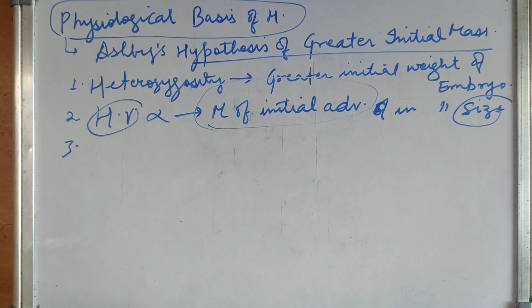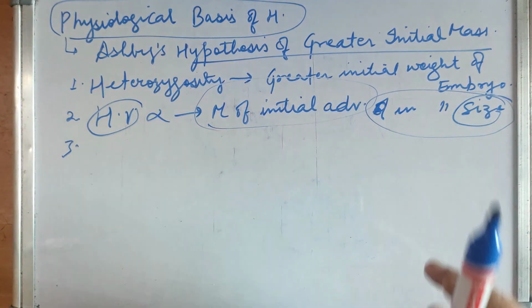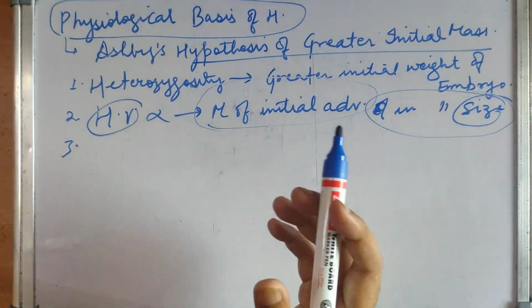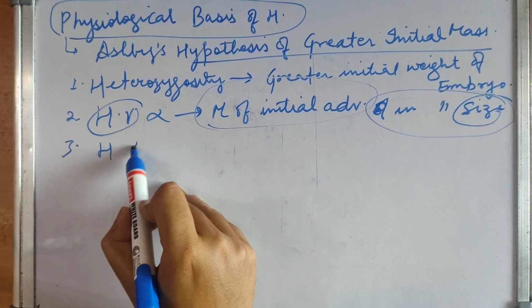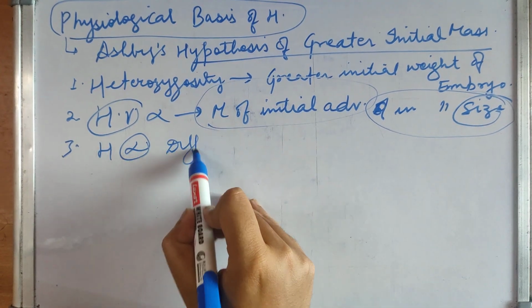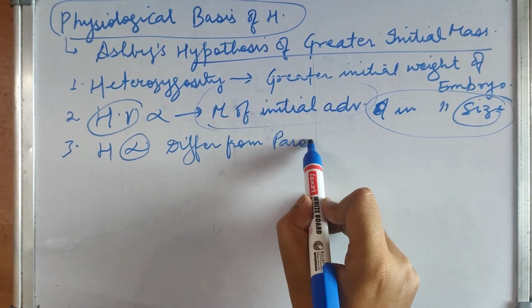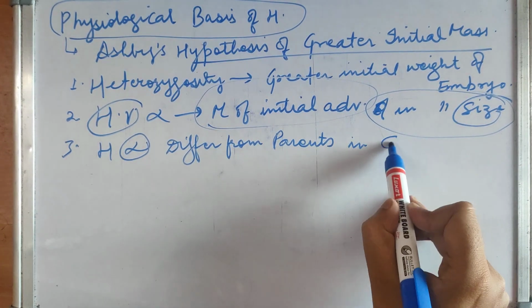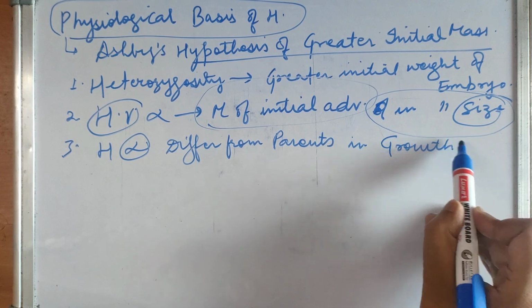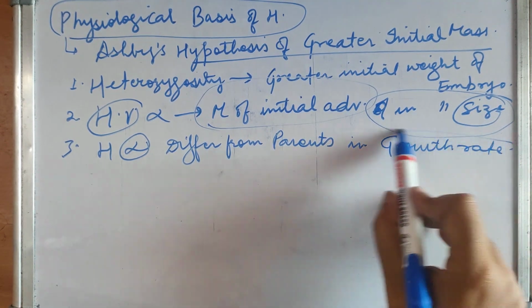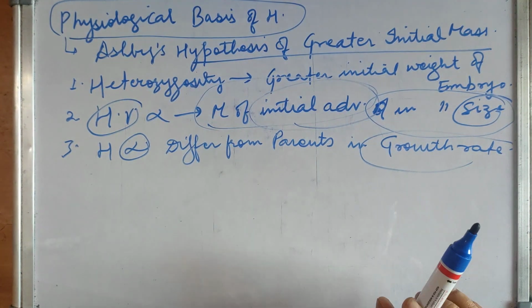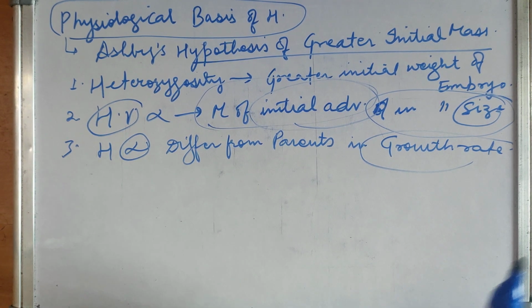Thirdly, hybrids do not differ from their parents in relative growth rate. It is thus the embryo size, the initial advantage. In growth rate, they grow at the same speed, but as there is some initial advantage in hybrid varieties, it seems to us that their growth is more.